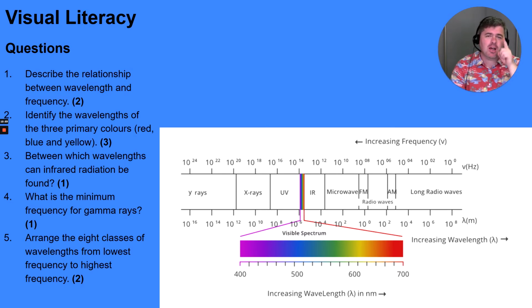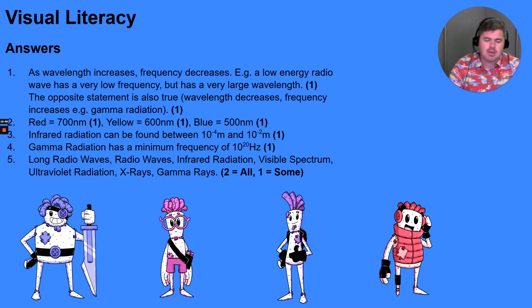The frequency up the top says we're going from low, which is on the right, to high, which is on the left. So if you did long radio waves, microwave, infrared, visible, ultraviolet, X-rays, and gamma, you'd be right. Okay, that question's worth 2, because if someone managed to get most of them correct, then you might get 1 mark. If you get all of them correct, you get 2.